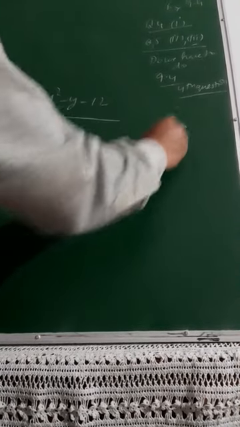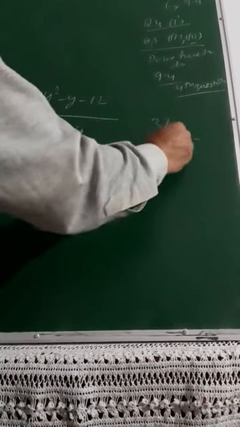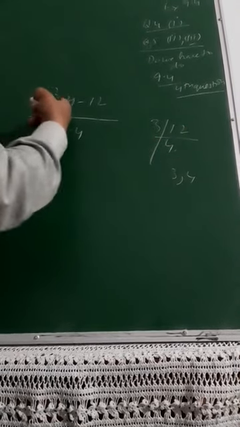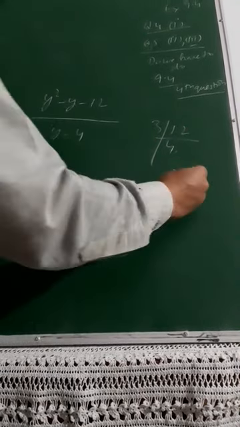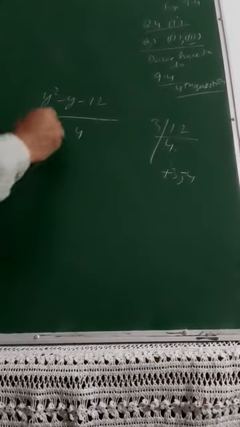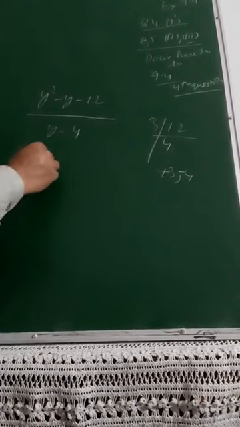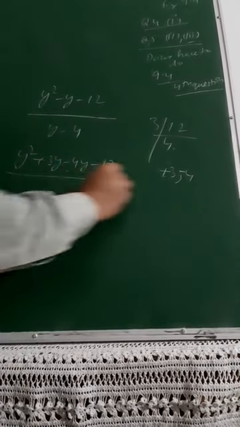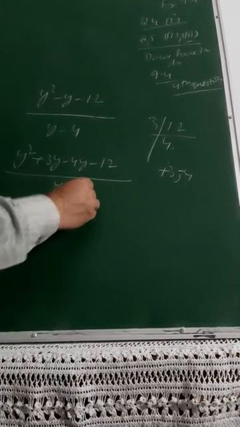Again, you see here, I have to split 12. I'll get the prime factors of 12: 3 and 4. 3 plus 4 is 7. I need minus, so I will put minus with the greater and plus with the smaller. And I will do the middle term splitting there. Y square plus 3y minus 4y minus 12 upon y minus 4.